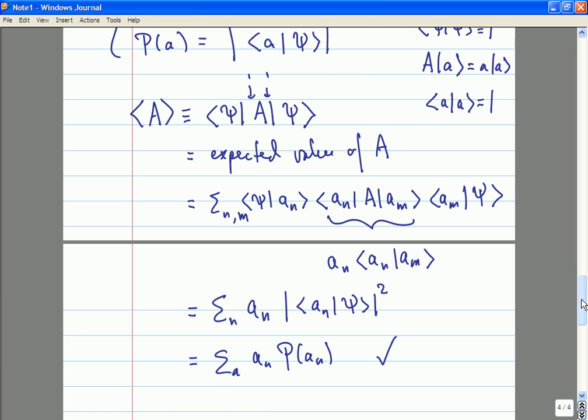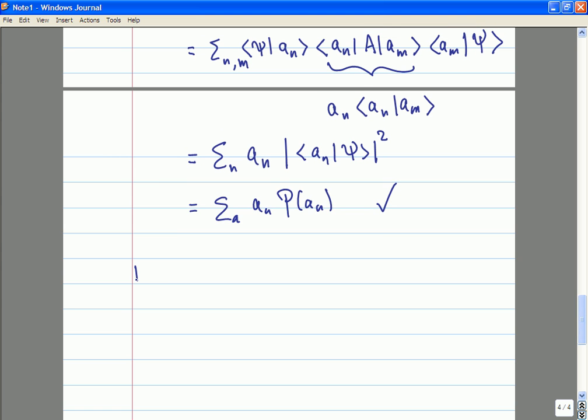Okay, so just a couple more definitions. Two observables, A and B, are said to be compatible if their commutator is equal to 0.